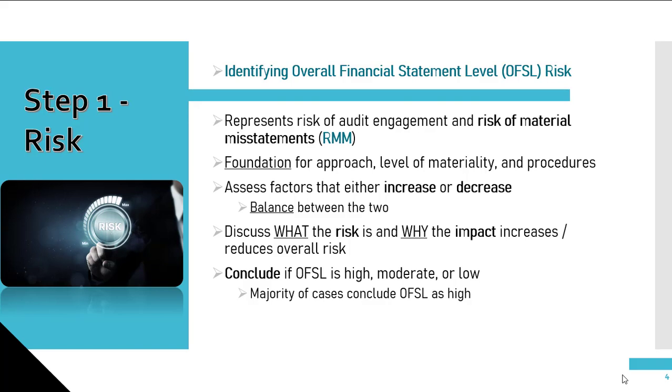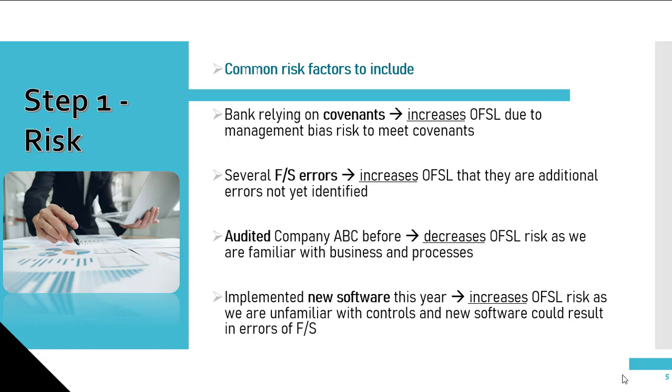of concluding. Some common risk factors include the bank relying on covenants, which will increase the management bias risk to meet these covenants. Another example is several financial statement errors, which increases the risk that there are additional errors not yet identified. Another example is that company ABC has been audited before, and this will actually decrease the risk as the auditor is familiar with the business and the processes.